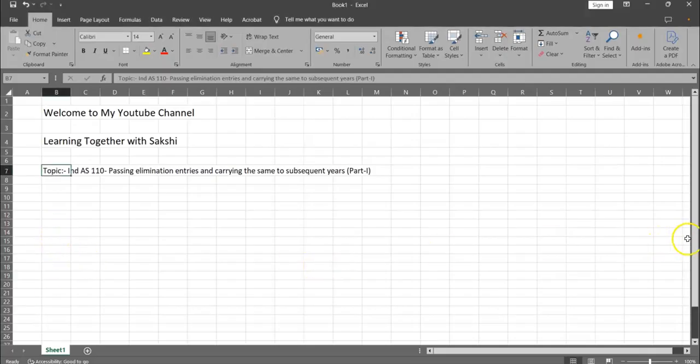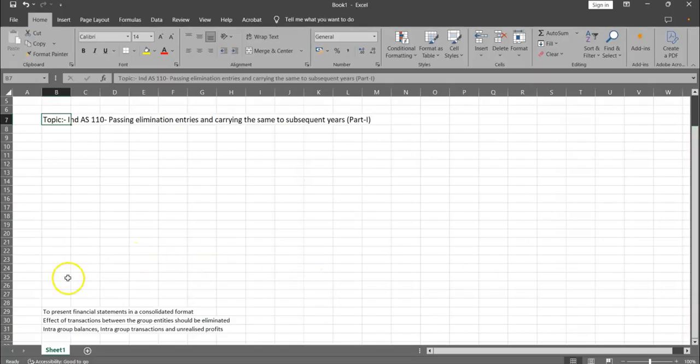So let's start. Before learning how to pass an elimination entry, first we need to understand why there is a requirement to pass it. At a consolidation level, at a group level, if one company has sold goods to another company and we are consolidating the financials of both, then if I do 1 plus 1, it will lead to duplication. So at consolidation level we will eliminate those intergroup transactions, to get a fair picture.